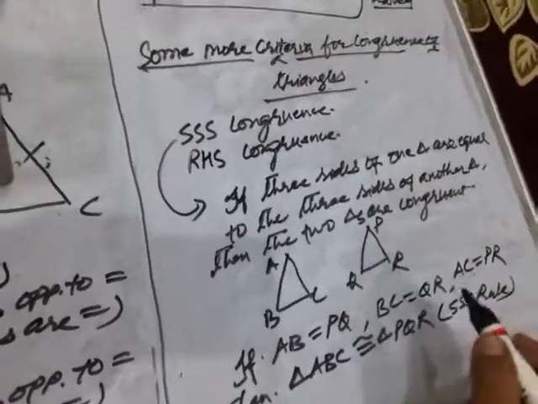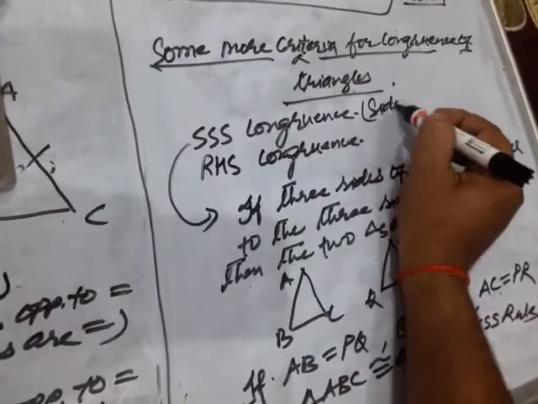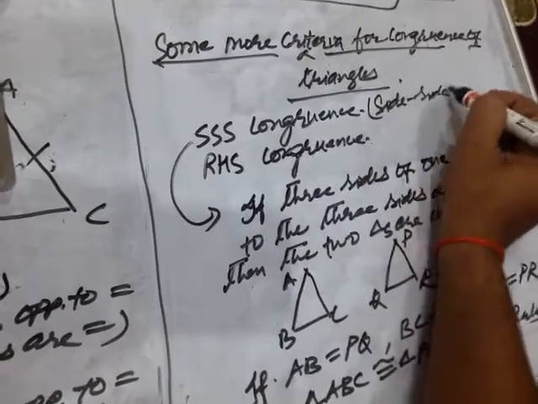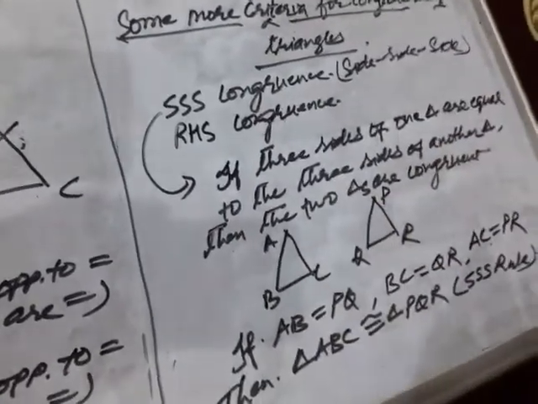What is this? The triple S rule stands for side, side, side congruence.